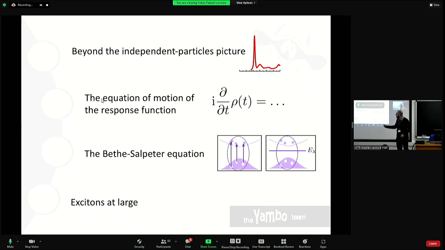So this is basically the outline. I will give you a brief introduction why we need to go beyond the independent particles picture to describe a response function like the one for optical absorption. Then we will sketch this derivation starting from the equation of motion of the response function in real time. We arrive at the Bethe Salpeter equation, and at the end I will give you some examples of possible application of the BSE beyond optical absorption spectra, okay?